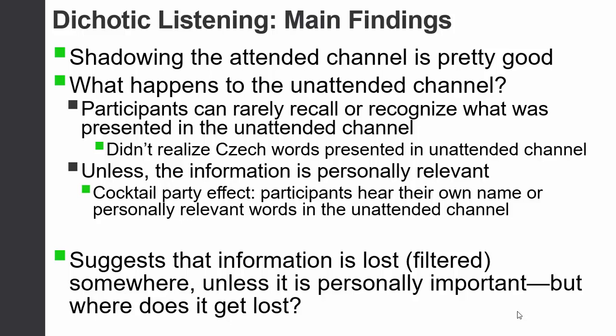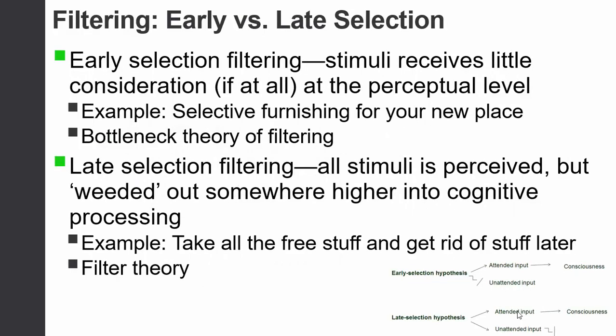However, the cocktail party effect suggests that at least some information has to get in somewhere in order to explain how this effect can still occur. And so that's what we'll be talking about, some of the theories of how we filter out information. Now, very broadly, filtering can occur in one of two stages. It can occur early or it can occur late. These ideas are called early selection filtering and late selection filtering.